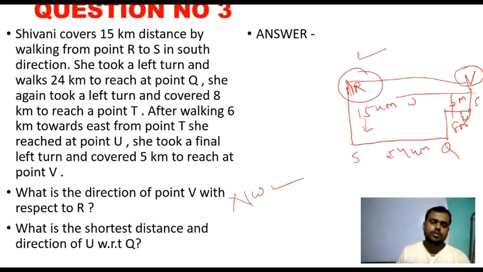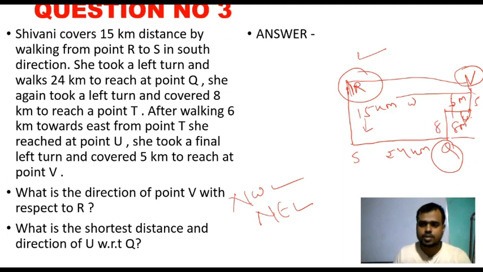Now the second question: what is the shortest distance between U and Q, and the direction of U with respect to Q? With respect to Q, first we consider the direction. Here is Q and here is U. With respect to Q, U is in which direction? This is the east and this is the north. The answer is northeast. Second answer is northeast.